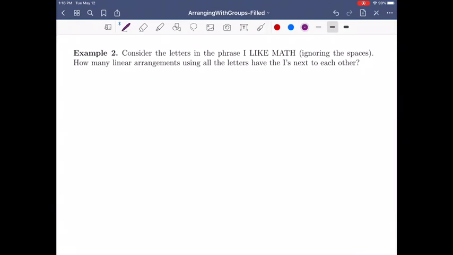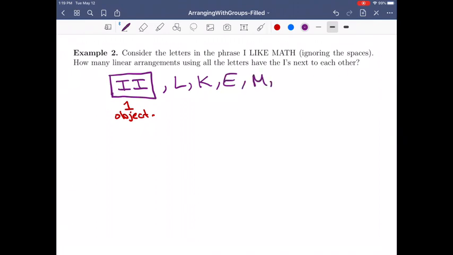So consider the letters in the phrase "I like math," ignoring the spaces. How many linear arrangements use all the letters and have the I's next to each other? So we want the I's to be together. So what I'm going to do is glue them together. And the way that I'm going to illustrate that is I'm going to put them together in a box. Okay, so this is just one object. And then I have all the other letters separate. So I have an L, a K, an E, an M, an A, a T, and an H.